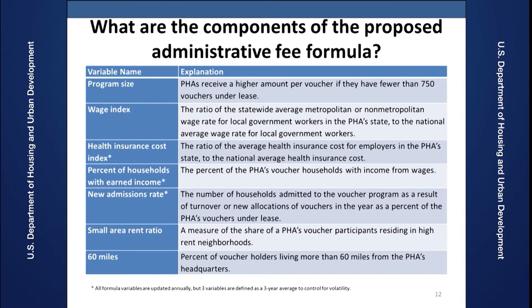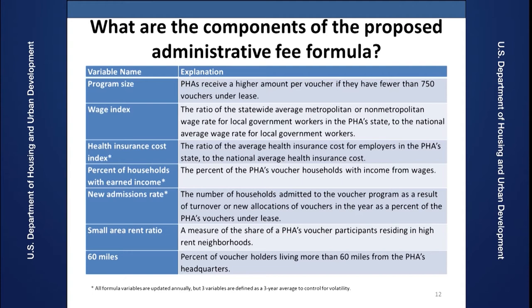So here we have data from the Department of Health and Human Services that provides information on the average cost of health insurance to employers in each state. So for each PHA, there's an average health insurance cost to employers in their state divided by the national average to come out with this index or ratio. So that captures benefits differences. Then we have the rest of the variables in the study come out of HUD PIC data.